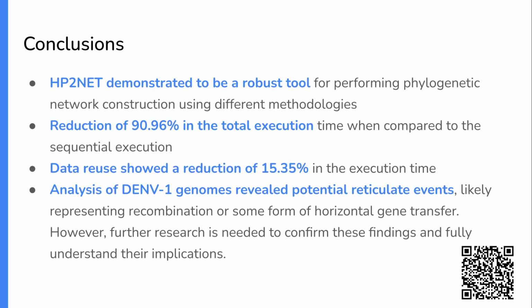In conclusion, we presented HP2Net, an open-source framework for constructing phylogenetic networks in HPC environments, accessible via the QR code below. HP2Net proved to be a robust and flexible tool supporting various methodologies. It showed a reduction of 90.96% in execution time compared to a sequential execution, and data reuse contributed to a 15.35% reduction in runtime. Our analysis of dengue-1 genomes revealed potential reticulate events. However, further research is needed to confirm these findings and fully understand the implications.